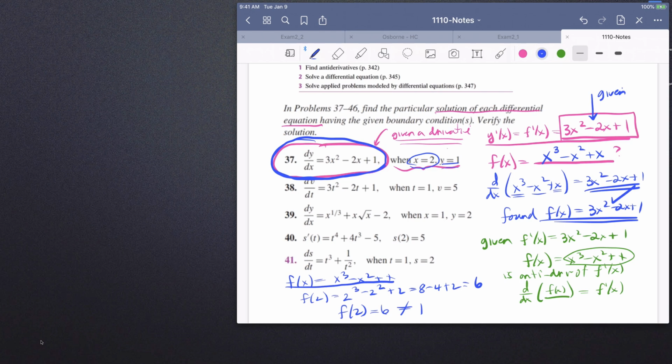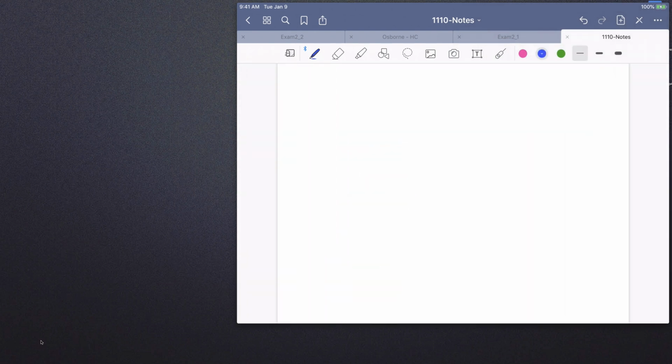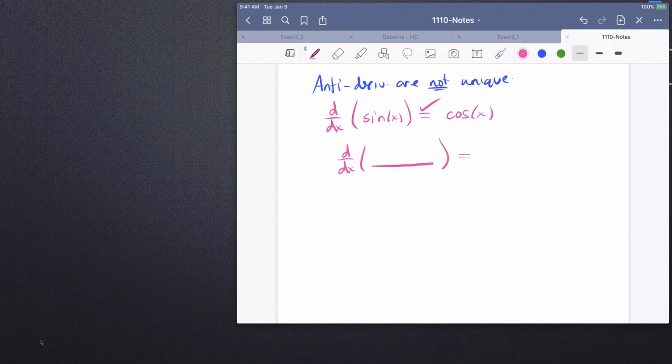And what is important about antiderivatives is that antiderivatives are not unique. Okay? Unlike derivatives, if I ask you for the derivative of sine of x, you're going to tell me that the answer is cosine of x. That was the only answer for the derivative of sine. But if we reverse this problem, and I ask for an antiderivative of cosine, you could put sine of x here. Sine of x is an antiderivative of cosine of x.